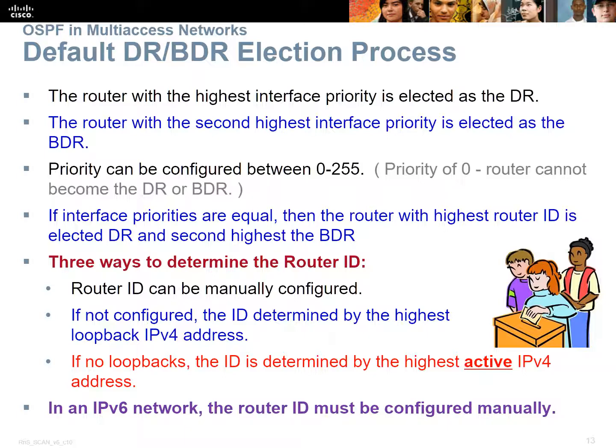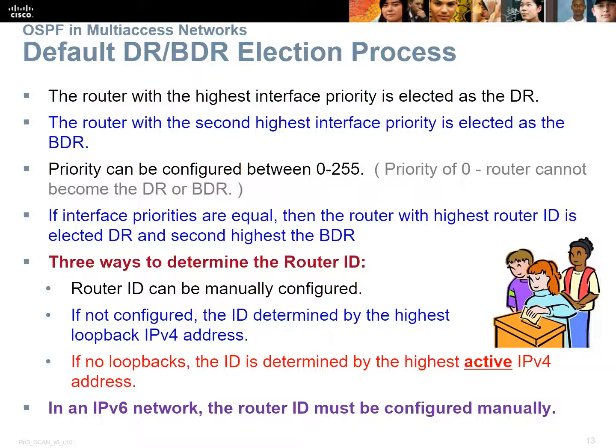There's a bit of a trick question in the exam. They give you a picture with a couple of routers and they've set them all to priority 0. When they're all priority 0, none of them can be elected DR, so OSPF is broken. But by default, they're all priority 1. So you need a tiebreaker. The tiebreaker is the router ID. The highest router ID becomes the DR, the second highest becomes the BDR.